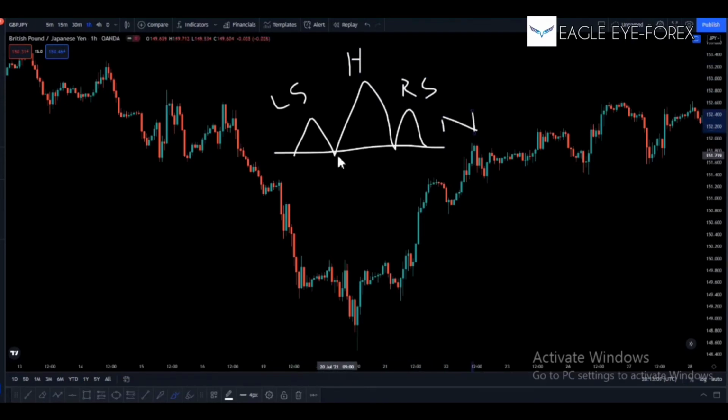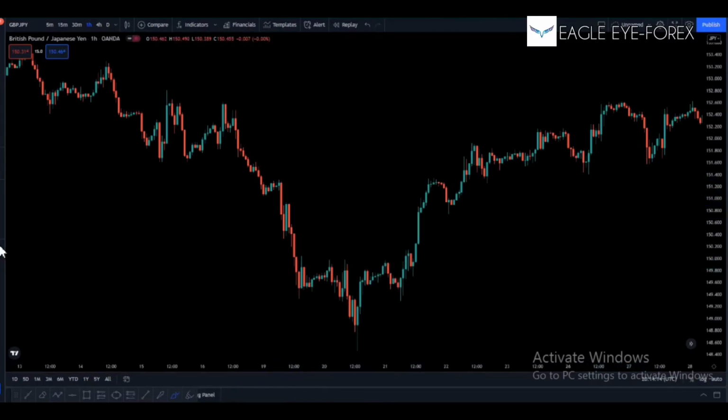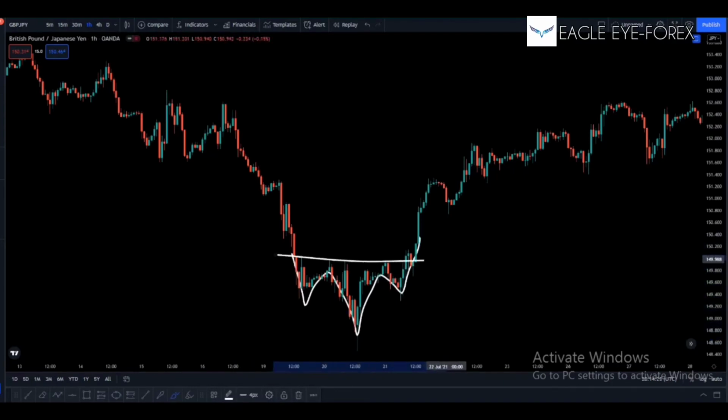The two shoulders are below the head in case of a normal head and shoulders pattern, and in case of an inverted or upside down head and shoulders pattern, the two shoulders should be above the head. So here in this example, this is an inverted pattern. Here's the left shoulder, the head, and the right shoulder. This is the neckline. Now there are two ways to take entry.